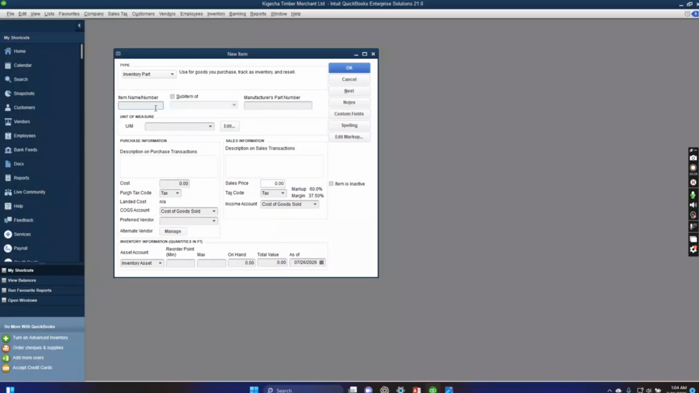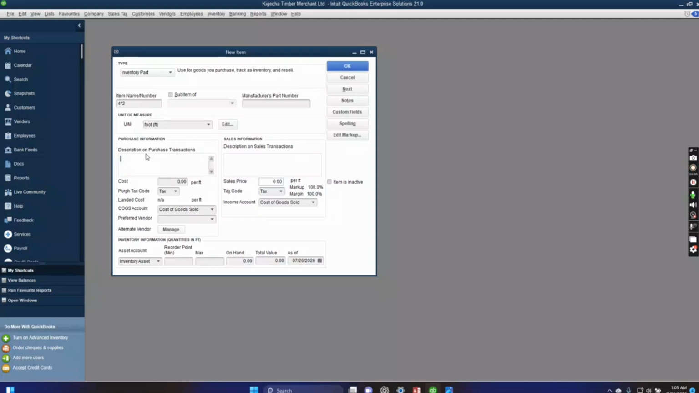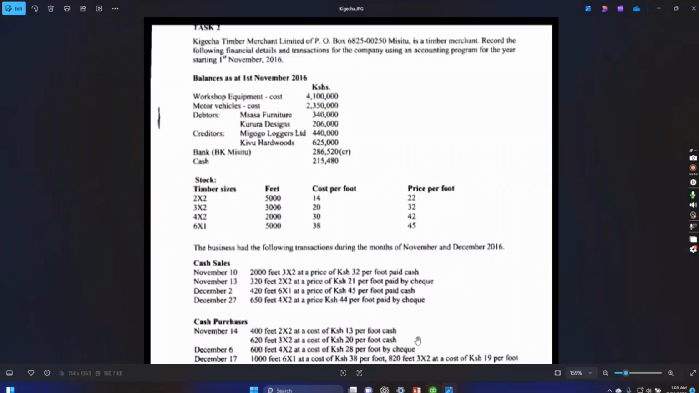Item, it's 4 by 2. It's 4 by 2 unit foot. Then this is 3 by 2. Then the cost is 30. Then the selling price is 42. Then the amount 2,000.